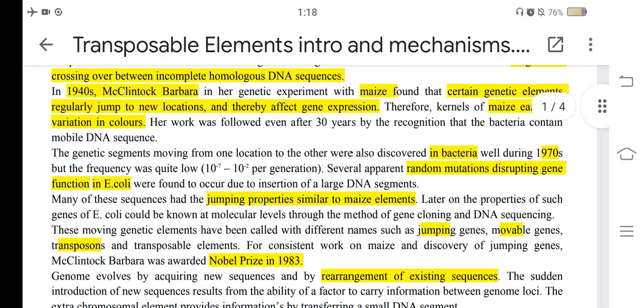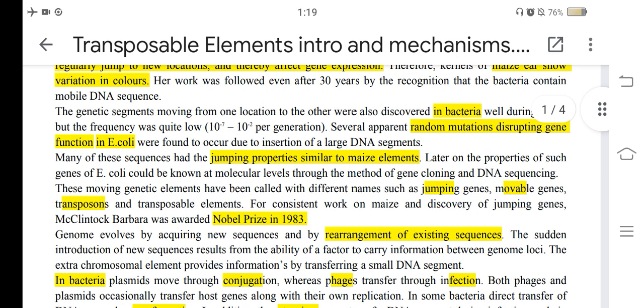Her work was followed, after 30 years, by the recognition that bacteria contain mobile DNA sequences. Genetic segments moving from one location to another were also discovered in bacteria during the 1970s, but the frequency was quite low. Several apparently random mutations disrupting gene function in E. coli were found to occur due to insertion of a large DNA segment.